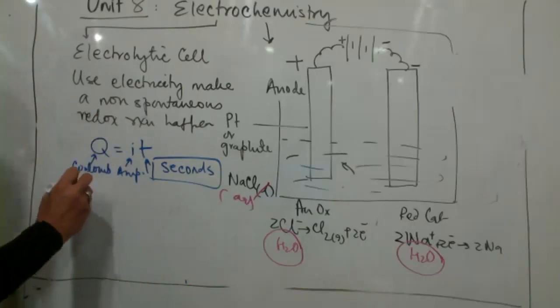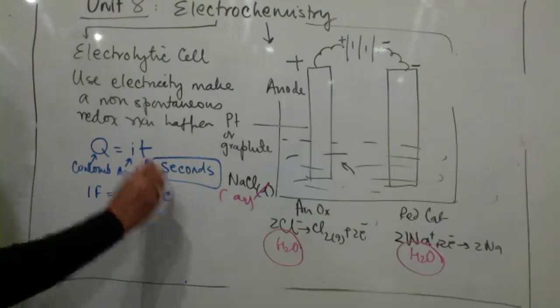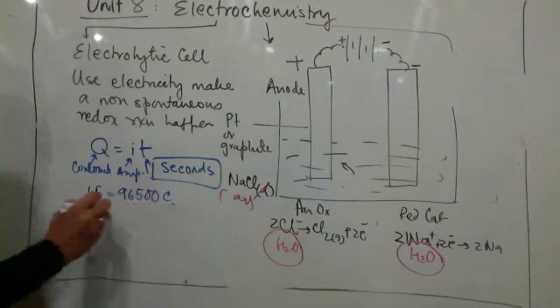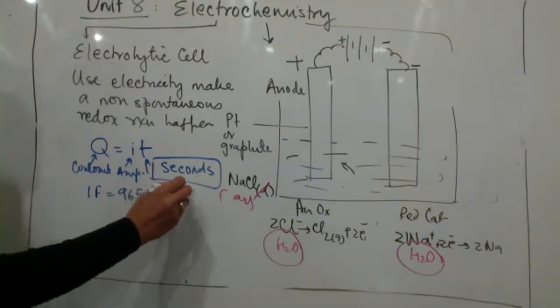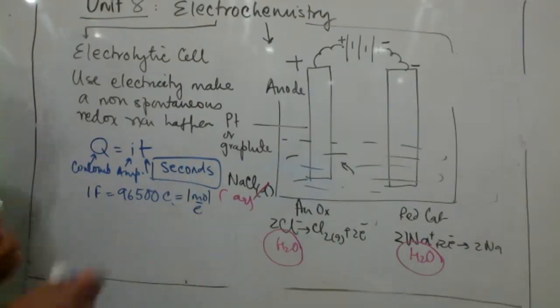And then the other one is 1 Faraday is 96500 coulombs of charge. And when 96500 coulombs of charge passes, 1 mole of electrons passes through the system. And using these two relationships, you can figure out how much of some substance you will deposit.